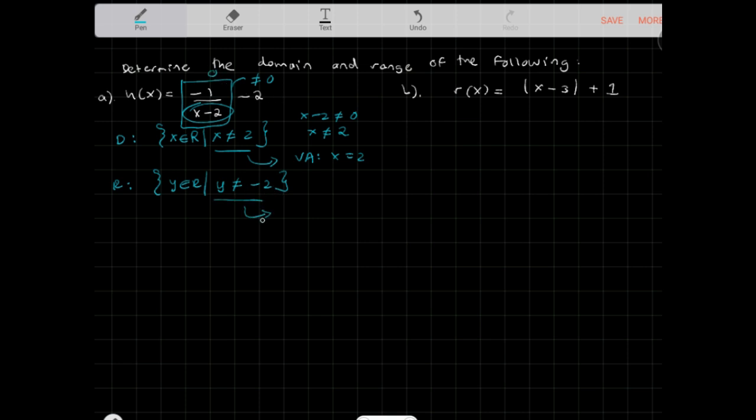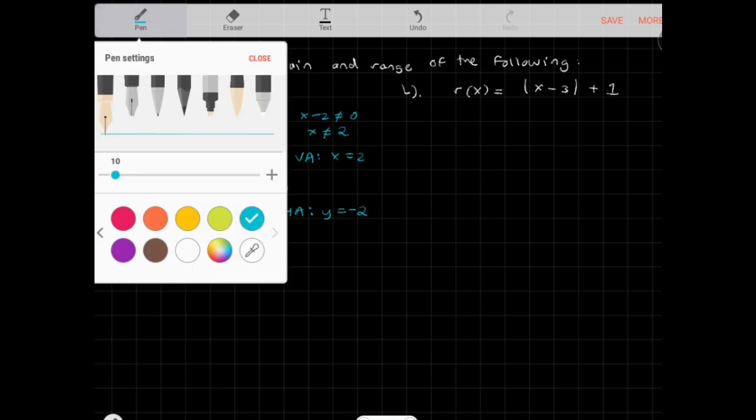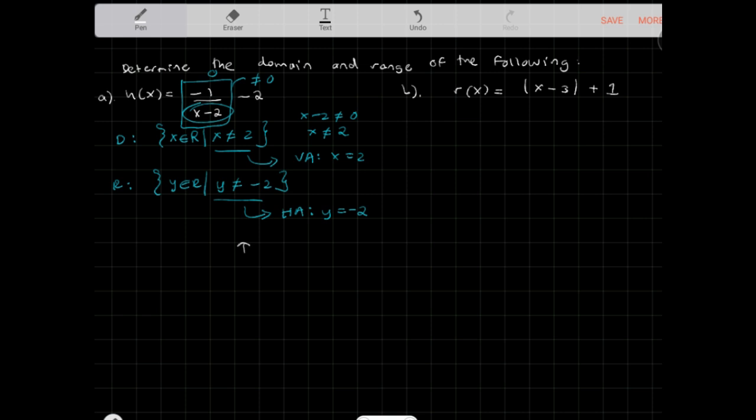The restriction on the y value is called your horizontal asymptote, right? The restriction on the range is the horizontal asymptote. In this case, y is equal to -2. So it'll be useful if you construct a graph regarding this, like if you design a graph in terms of just graphing out the asymptotes, right?